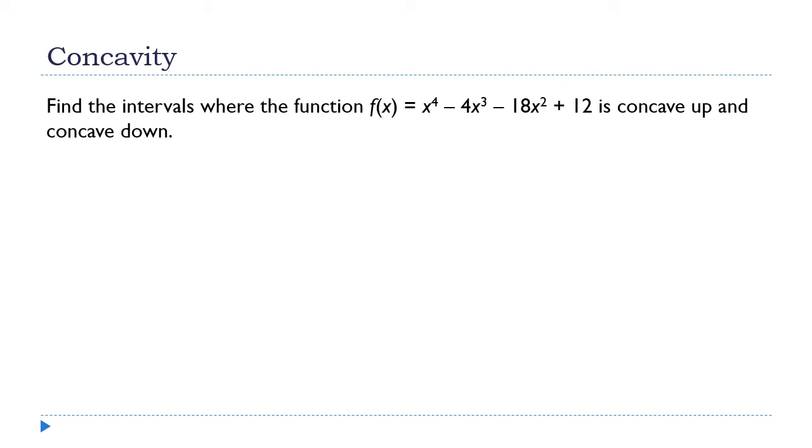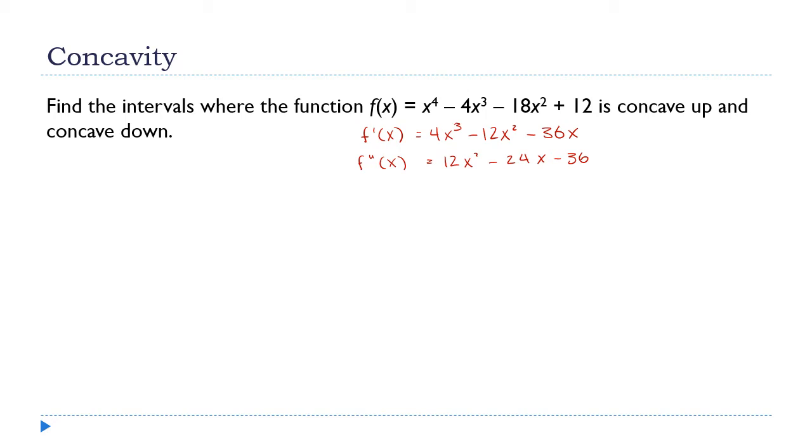So to do concavity, I need the second derivative. The first derivative of this thing is 4x cubed minus 12x squared minus 36x. So the second derivative is 12x squared minus 24x minus 36.